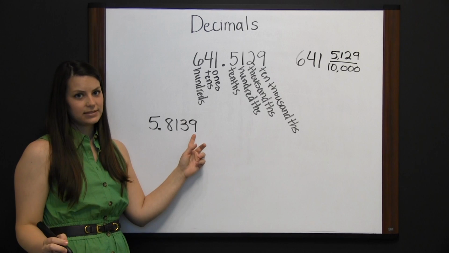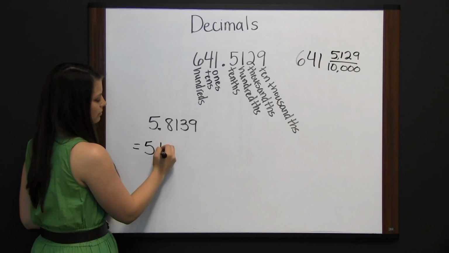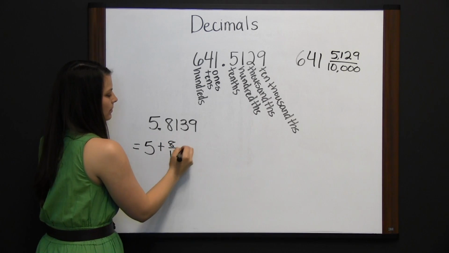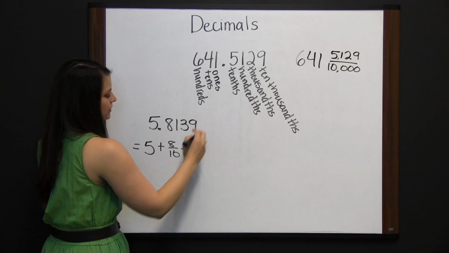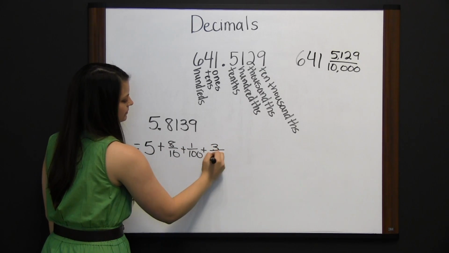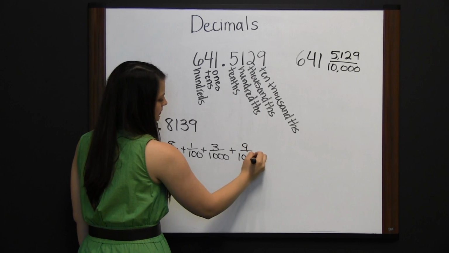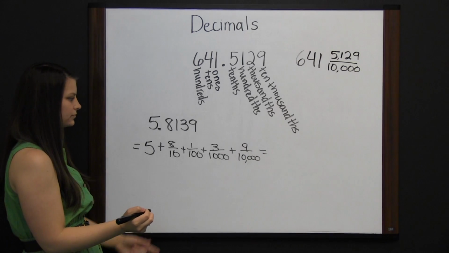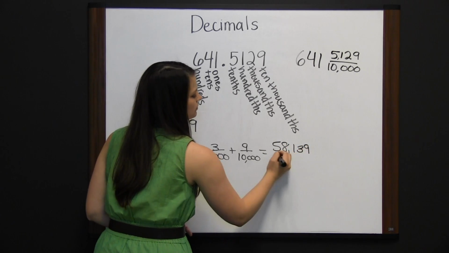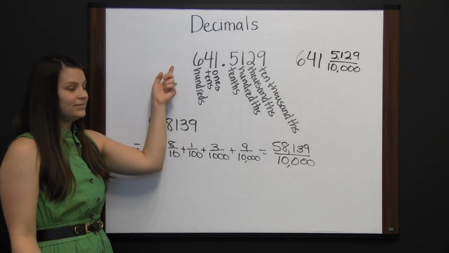8,139 10,000ths. We could write this number as an improper fraction by taking the 5 plus, this would be 8/10ths since it's in the tenths place, plus 1/100ths, plus 3/1,000ths, plus 9/10,000ths, which would give us 58,139 10,000ths.